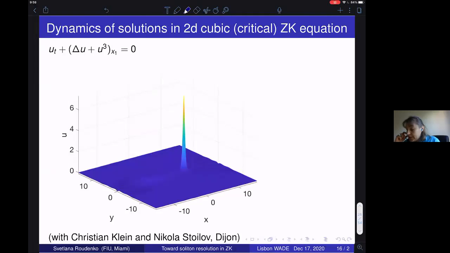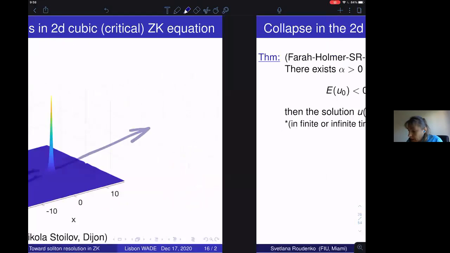Now, for the 2D, this is where we start coming to the ZK equation. What you can see is that this is for the modified, so the power is cubic. So the solitons, you can see that they are traveling. For example, we started at 0, and it's traveling in this x direction. I'll show better pictures, but this is just to start getting a little bit of a taste of what's happening. You can see there's a little bit of radiation coming over here. That's the computation with Christian Klein and Nicola Stoydov.